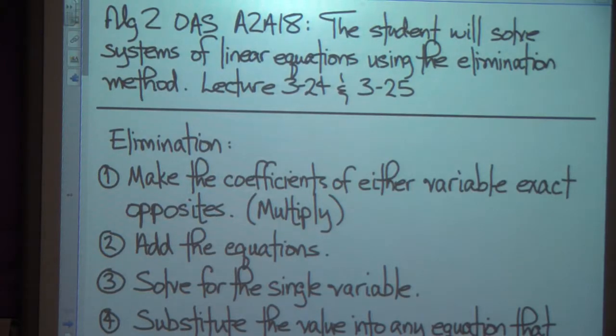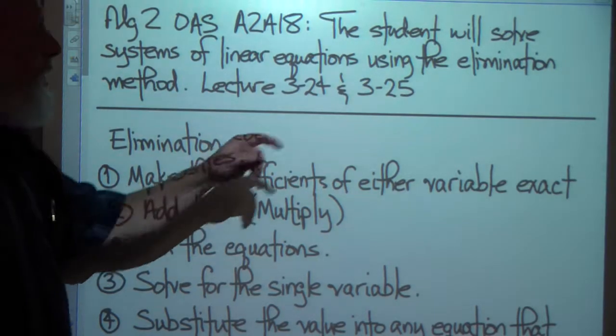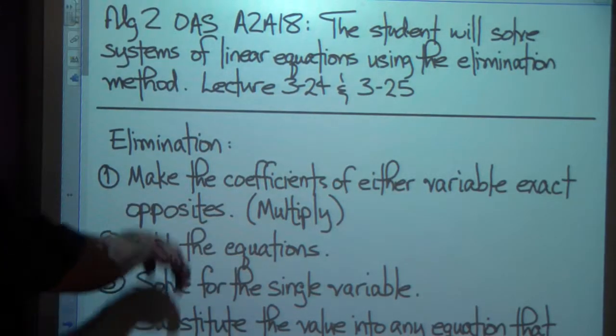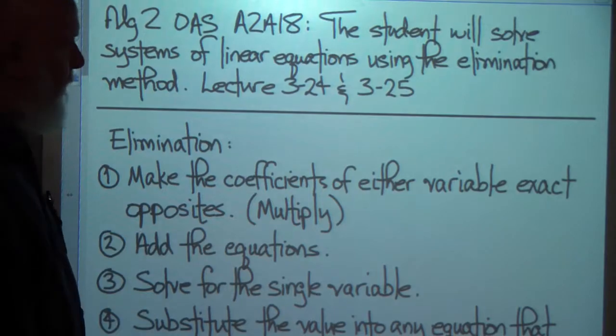All right, we've got Algebra 2, OAS A2818. Student will solve systems of linear equations using the elimination method. You also hear this called linear combination. We'll call it elimination because that's what the book calls it.